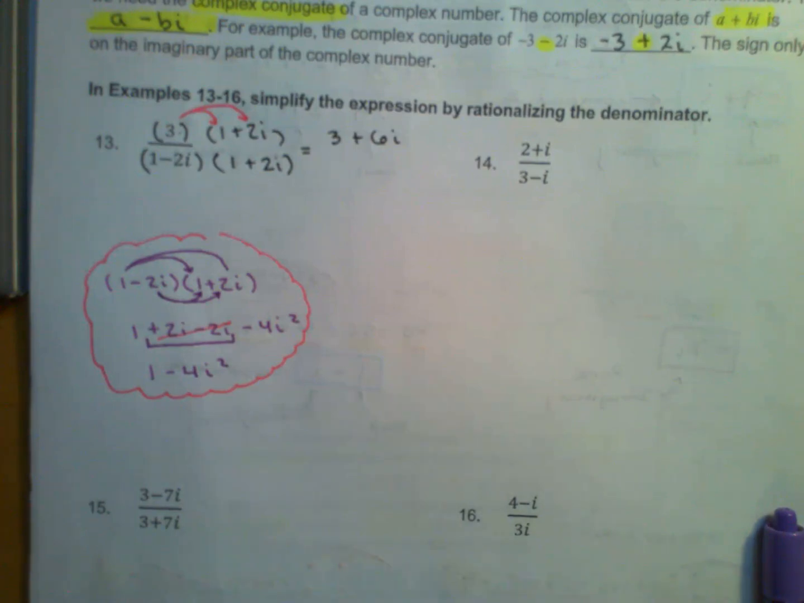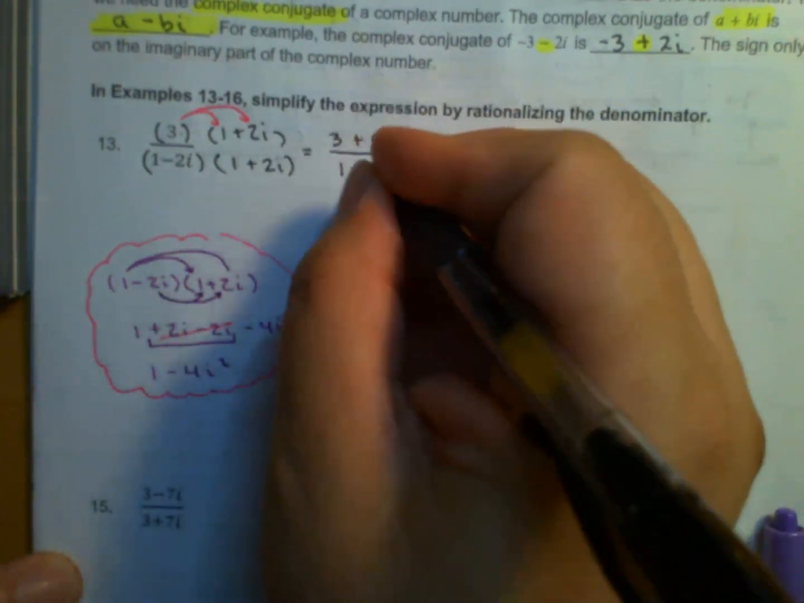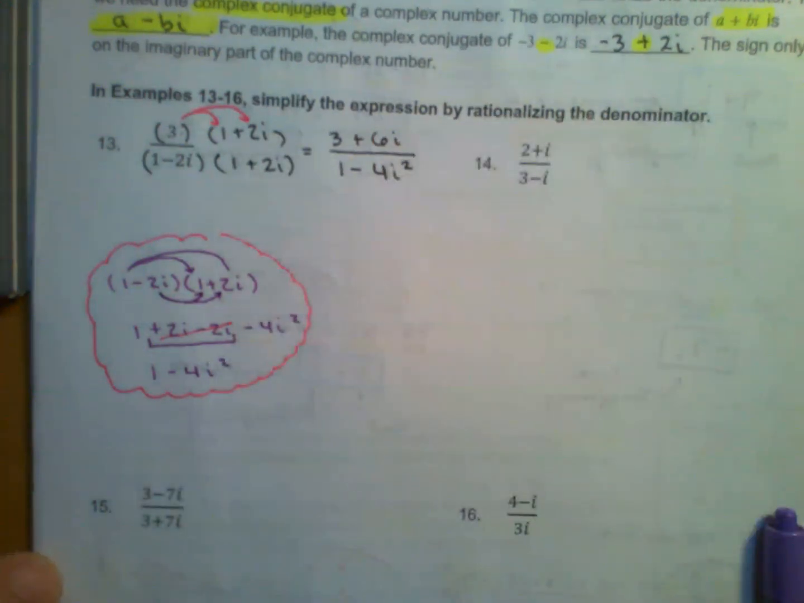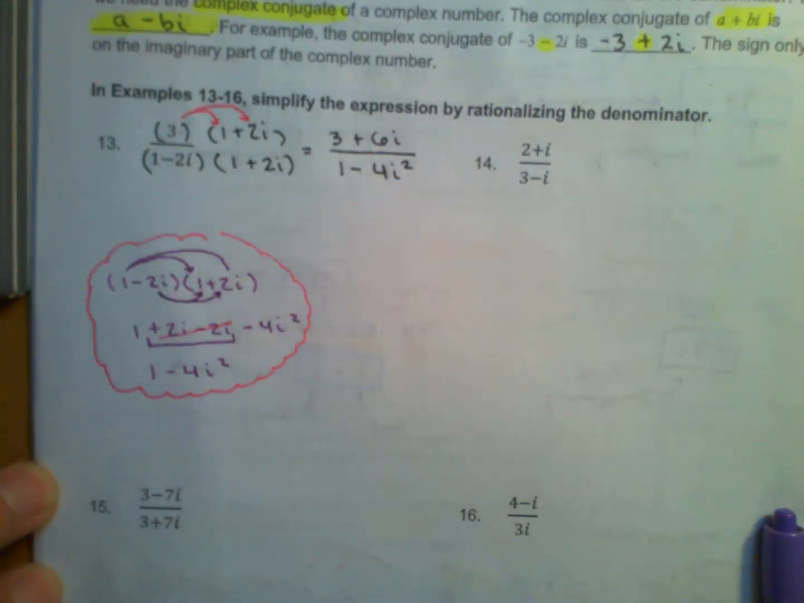Now, I know what you're thinking, right? Look at the work that we did here. If we look at the work that we did here, and I put it at the bottom, I go 1 minus 4i squared. You might say, yeah, but you still have an i at the bottom. The whole point was to try to get rid of it. You have to remember what we learned the other day.